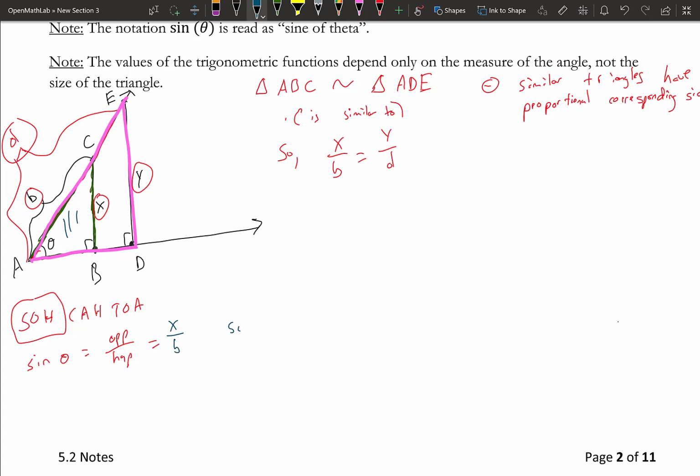So that's the smaller triangle, triangle ABC. And then we can also get a statement that sine of theta is equal to, if I think about the larger triangle, y over d, because this one here would be the opposite, and this would be the hypotenuse. So this is using the larger triangle, ADE.